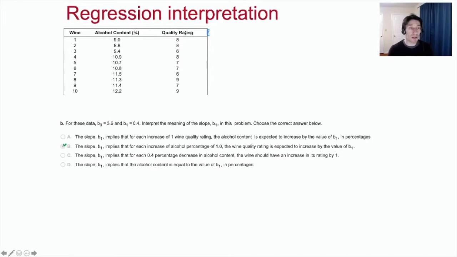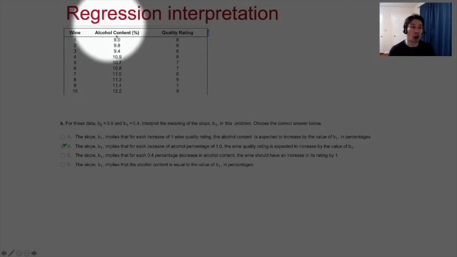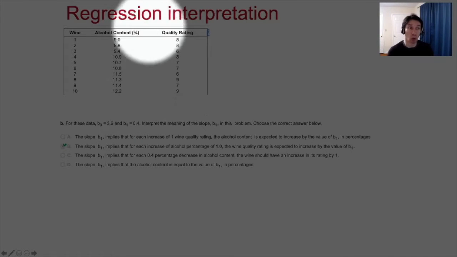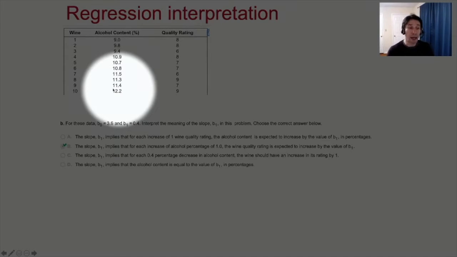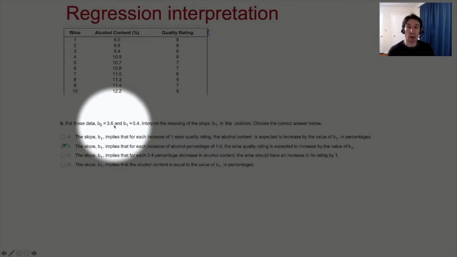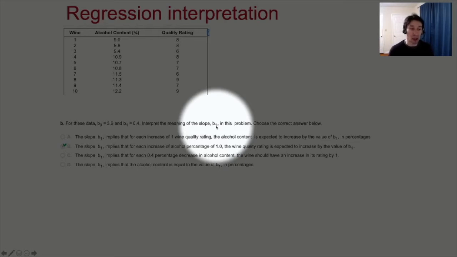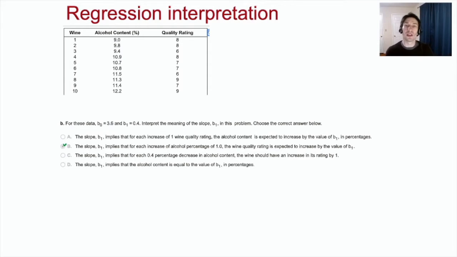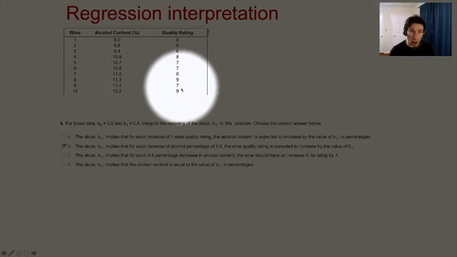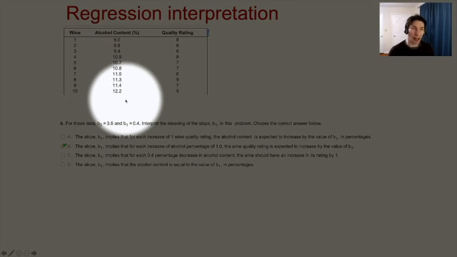So imagine you just ran a regression of quality rating on alcohol content. So quality rating is your Y, alcohol content is your X. And Pearson tells you that B0 is 3.6 and B1 is 0.4. They ask you for the meaning of the slope B1. The slope in math, you already know this, is the change in Y for a 1 unit change in X. And so here you just apply that concept to the two variables that you have. And so in this case, B1 is a change in quality rating for a 1 unit change in alcohol content.